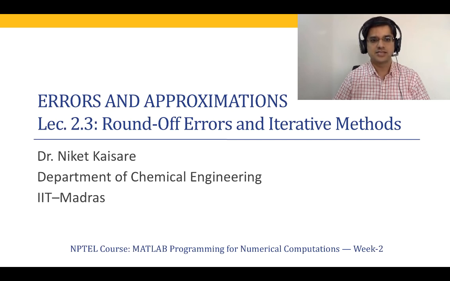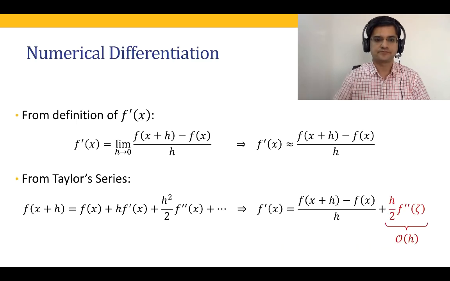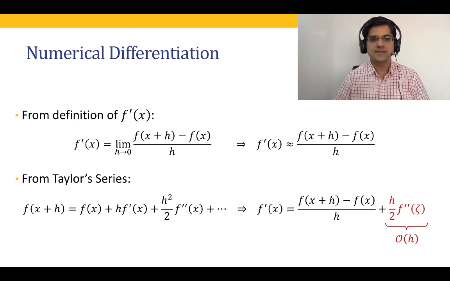In this lecture 2.3, we are going to consider another type of errors which are known as round-off errors, and we will see the trade-off between round-off and truncation errors. Thereafter, we will talk about another type of method known as iterative method. So we will take the example from numerical differentiation.